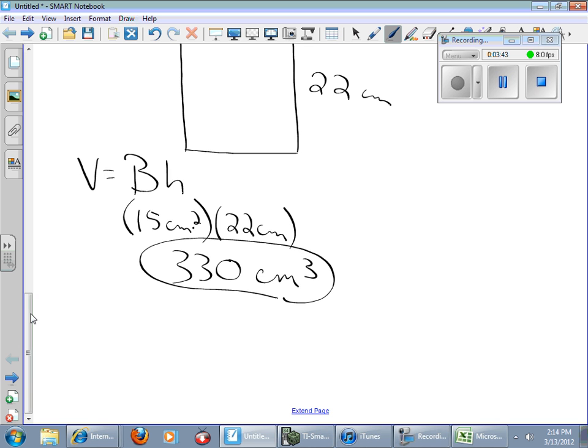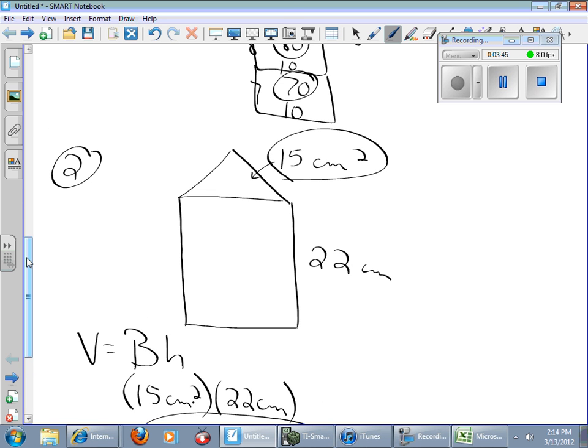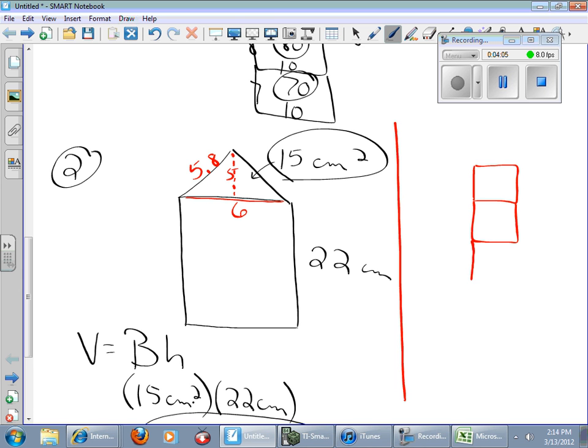Now, in order to do 2A, I told you to fill in this information. I told you that this was 5. I told you that this was 6, and this slant height over here, I believe, was 5.8, and that's a rounded number. If I'm going to do surface area, I'm going to have 3 rectangles. How do I know there's 3 rectangles? Because it's a triangular prism. Triangles have 3 sides, so there's going to be 3 rectangles, one touching each side of the triangle if I fold it up. Now, I know that all of these are 22.